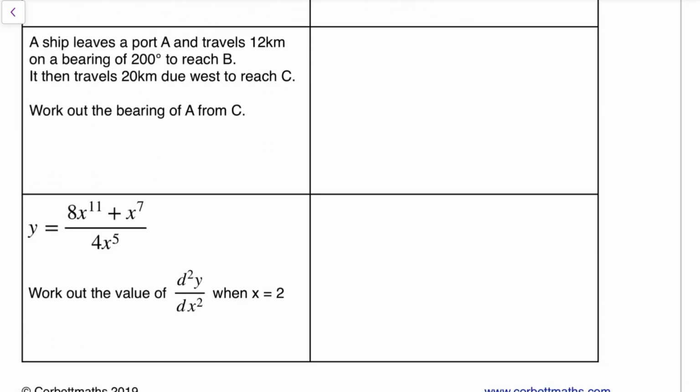Next one, bearings, yay. A ship leaves the port A and travels 12 kilometres on a bearing of 200 to reach B, and then travels due west. The diagram here is quite important, so let's draw it over here. So it goes 200, which for the sake of argument is that, and it does that for 12, and then it does this for 20. I'm going to make this broadly correct. Actually, you can work this out, can't I? If that's 20, because it's 180 plus 20, it means that this is 20, that's a right angle, and I can fill in the rest later.